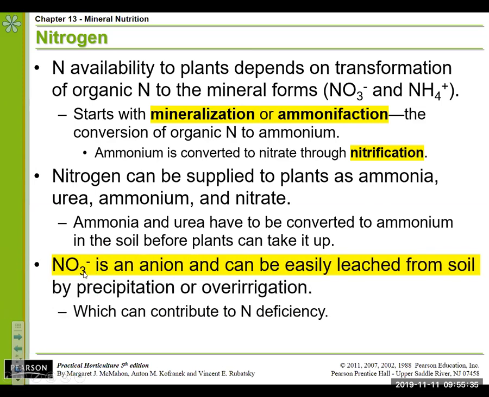And nitrate is an anion and can be easily leached from the soil just by natural rainfall or over irrigation. Again, nitrogen in all of its forms is very mobile, but as an anion is even more mobile and can easily be leached from the soil.